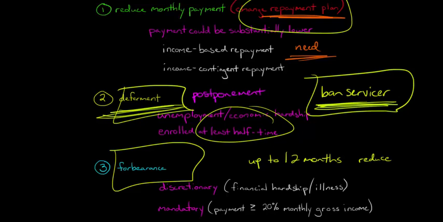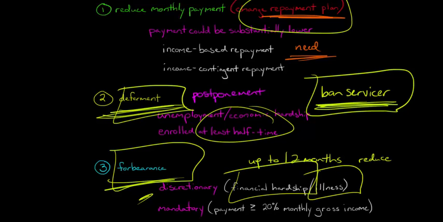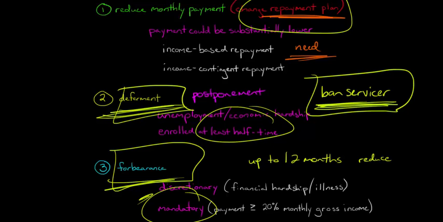So forbearances are in two types. There's discretionary and mandatory. Discretionary means that it's up to the loan servicer whether or not you'll get that forbearance. You apply and they decide whether or not to give it to you. So the two types of discretionary forbearances are financial hardship and then also illness if you're sick. A mandatory forbearance means that if you meet the qualification for that type of forbearance, the loan servicer has to give it to you. They don't have discretion in deciding whether to give it to you.